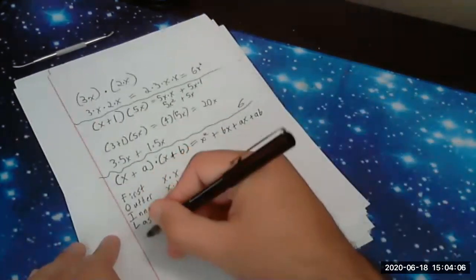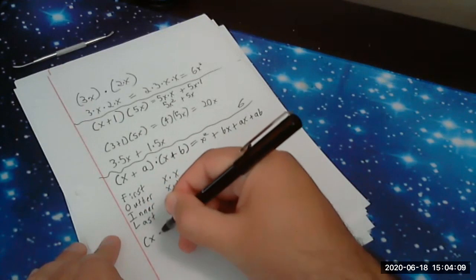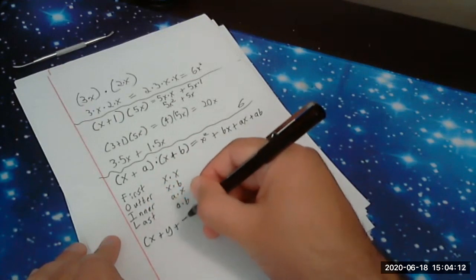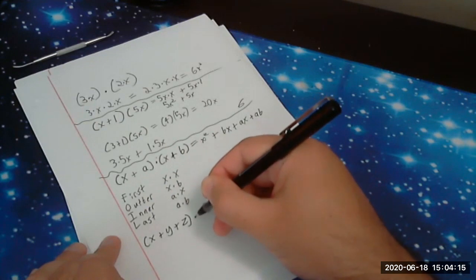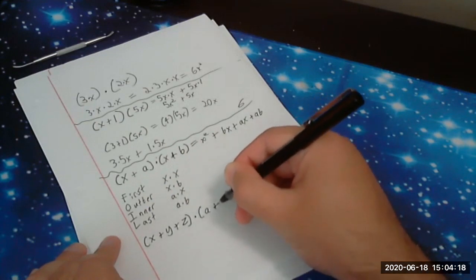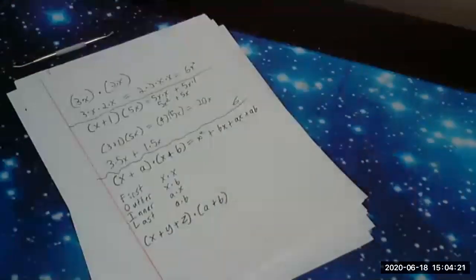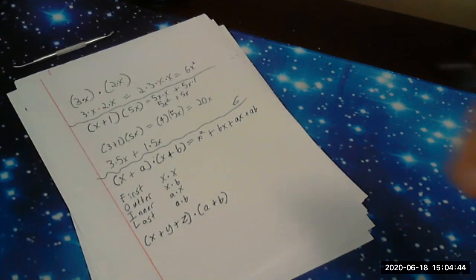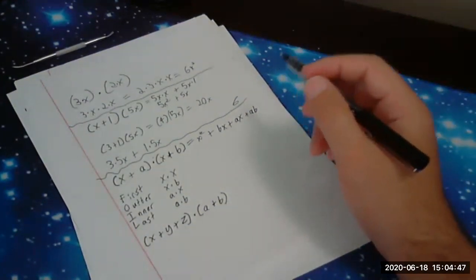So what about x plus y plus z times a plus b? So what do we do here? First distribute the A to everything on the left, and then do the same with B. So yeah, you're getting right at it.